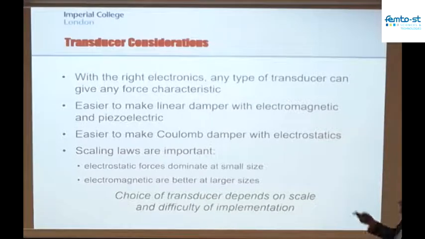So we've basically got to think about here, how do we get the right force characteristic? We can potentially, by putting the electronics on there, change the force velocity characteristic, both its shape and its magnitude. And so we have to think about the way that we do that with the electronics.